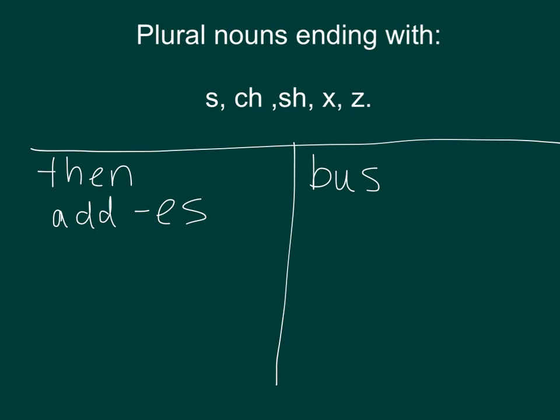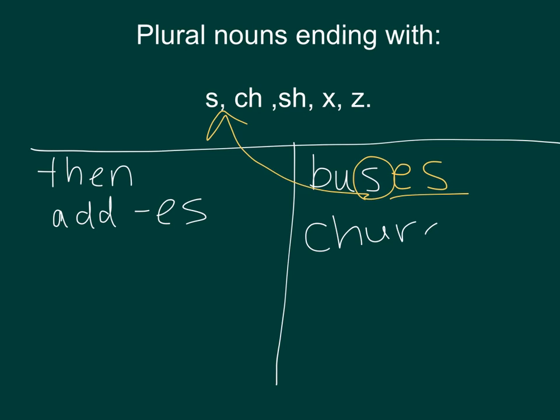If I have the word bus, I would add an ES. So as you can see, this word ends with an S. So because of that, we need to add an ES to the end of the word. I also want to show you an example of a word that ends with CH. An example of that would be something like church. So if I have church, again, ending with CH, then I have to add an ES to the end.